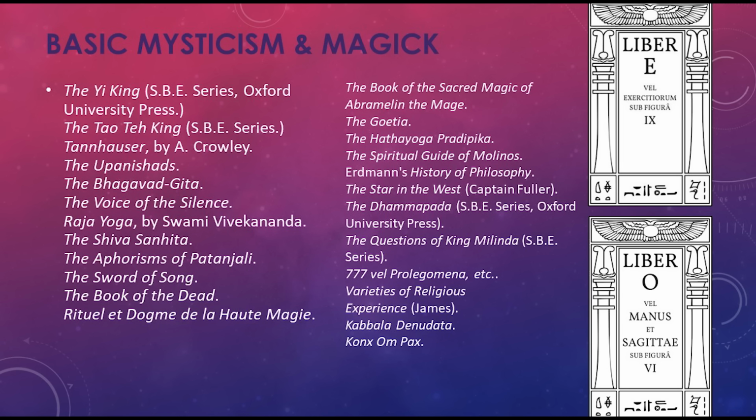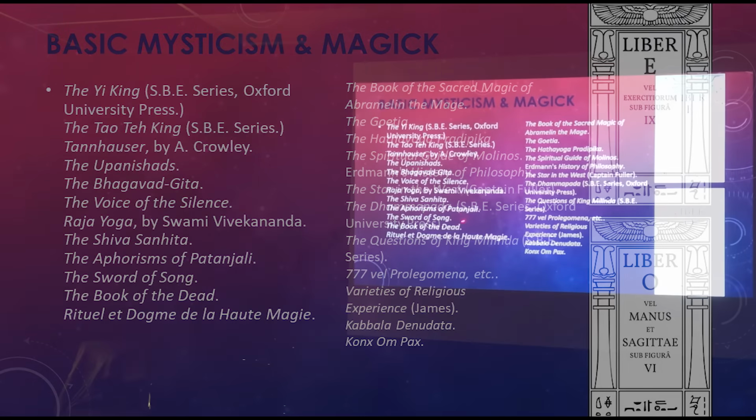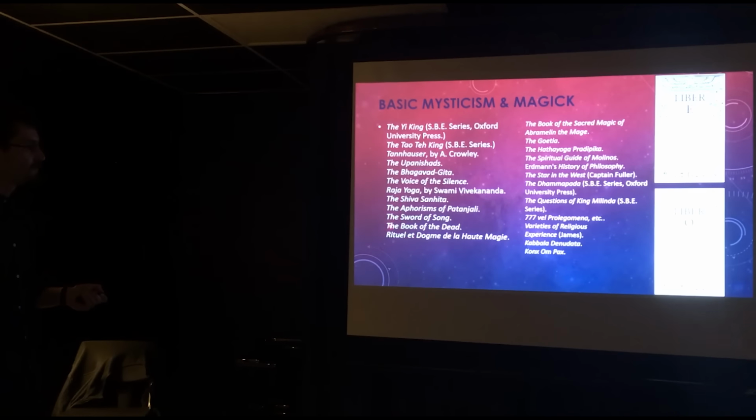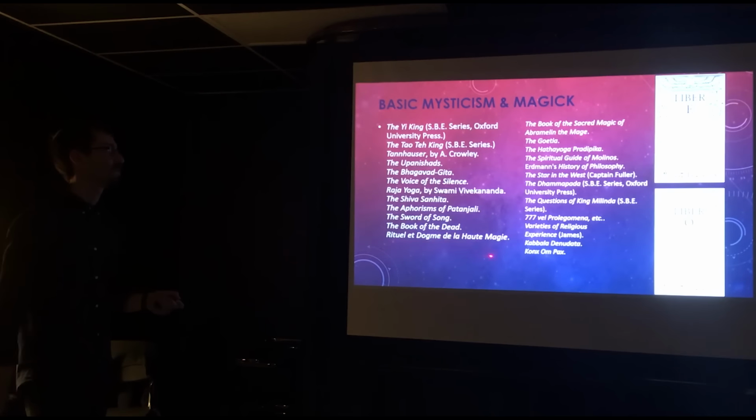But we have the I Ching up here, we have the Tao Te Ching, the Upanishads, so some Hinduism, the Bhagavad Gita. We have Theosophy, the Voice of the Silence. We have Raja Yoga by Swami Vivekananda, some yoga in here. The Siva Samhita, Patanjali, these are all yogic texts. Sword of the Song is Crowley's poetry. Book of the Dead, I assume he's referring to the Egyptian Book of the Dead. This is Levi's book that's now called Transcendental Magic.